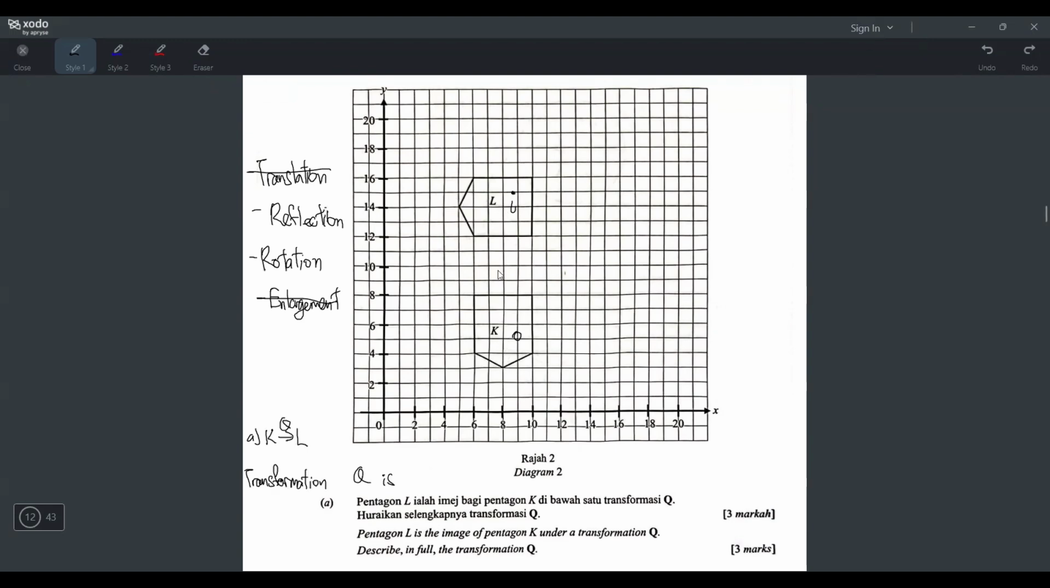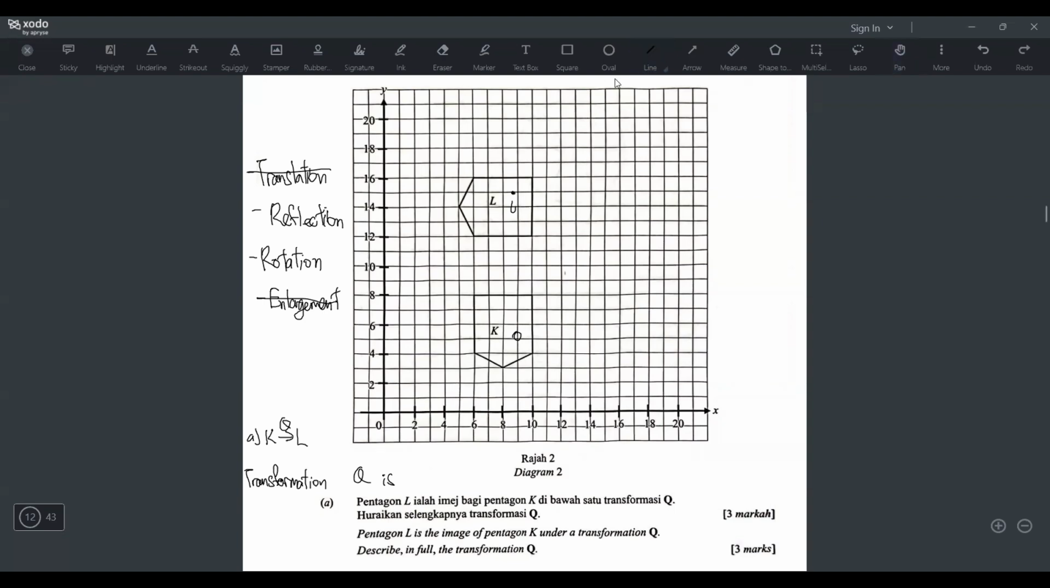If the orientation changed, it's not translation, because in translation, if this is pointing down, after you translate it's still pointing down. The orientation will still look like this. But here it is very obvious that the orientation changed already. So it's either reflection or rotation, right? I will tell you straight away lah, it's rotation. You look at it and you know, it's rotation.